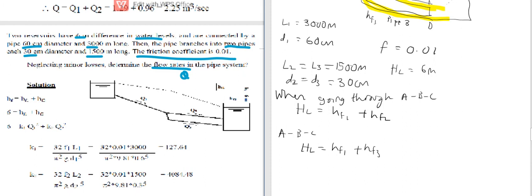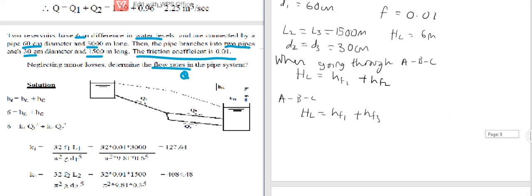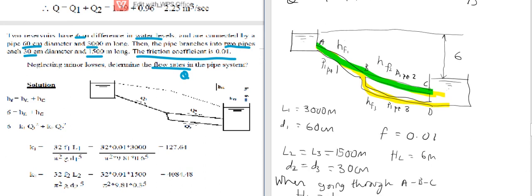It's actually kind of simple. Let me highlight it again with a different color. So when it goes through this green path, A, B, C, the total is HF1 plus HF2. But when it decides to follow the yellow path like this, the total is HF1 plus HF3. That is the head loss for pipe 1 plus the head loss for pipe 3, and when it goes through ABC, the head loss of pipe 1 and the head loss of pipe 2.